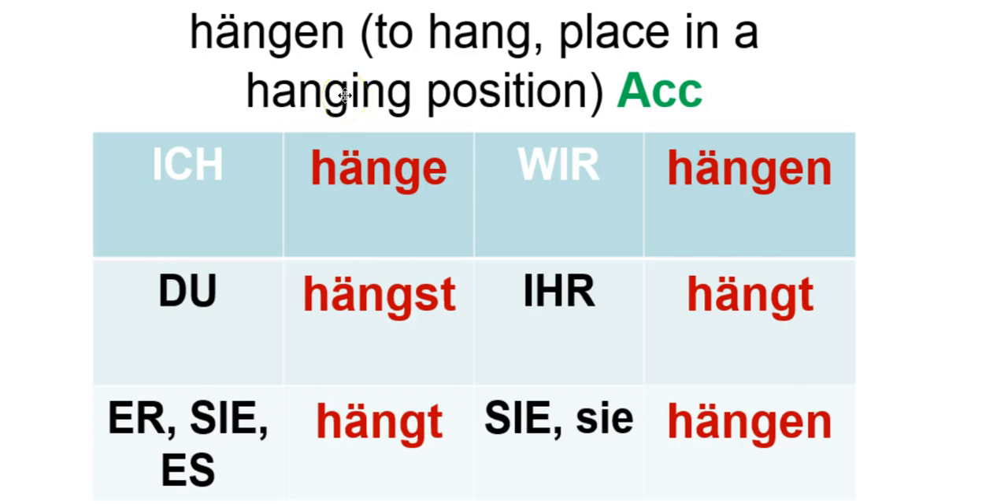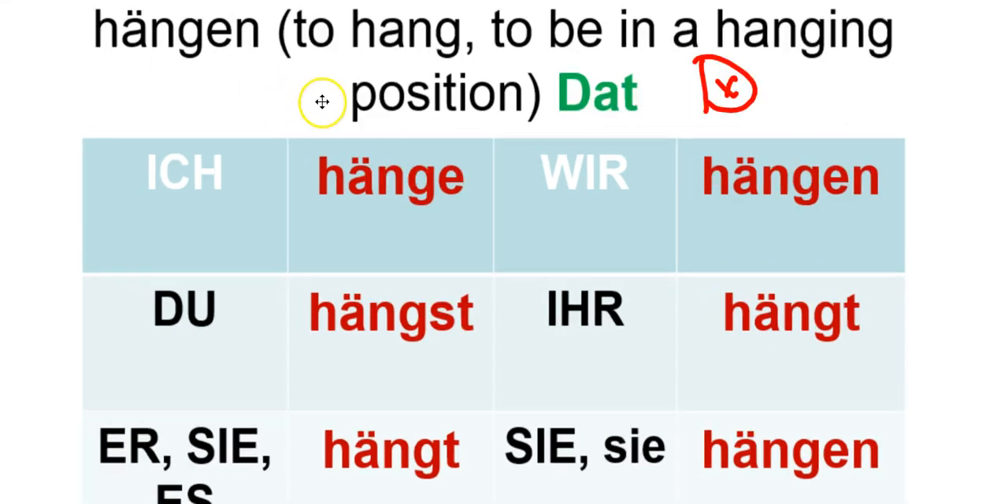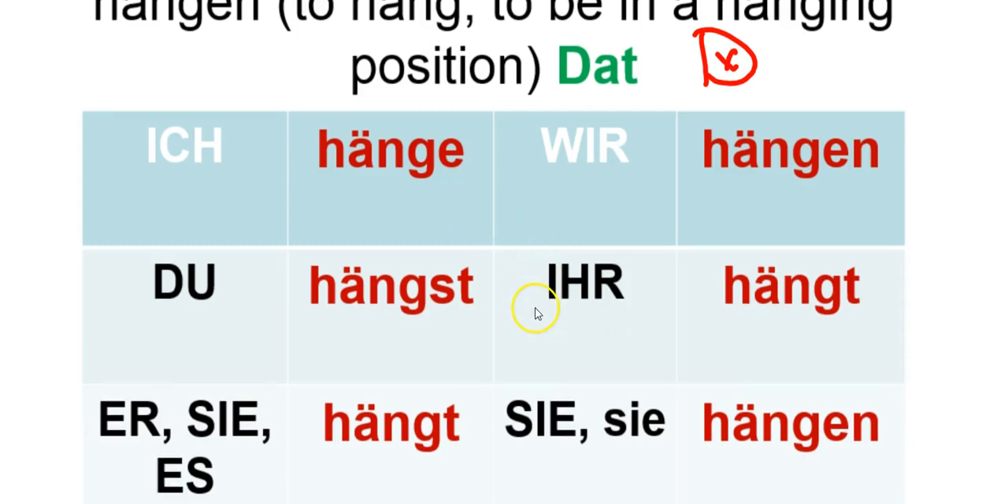Hängen. If you are the one who's hanging it, so it's in your hands and you're putting it on the wall, for example, it's being placed in a hanging position. Ich hänge, du hängst, sie es hängt, wir hängen, ihr hängt, sie hängen. The conjugation is the same for the dative, but dative is when the object is actually there. You're no longer the one, or someone is no longer doing the hanging, but it is there hanging itself. Ich hänge, du hängst, sie es hängt, wir hängen, ihr hängt, sie hängen.